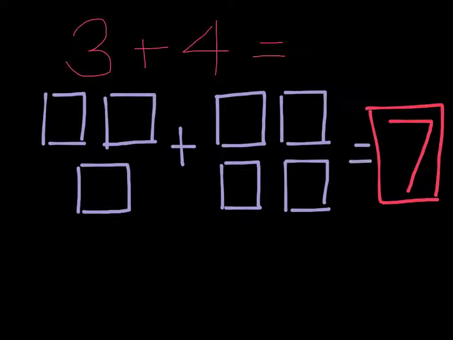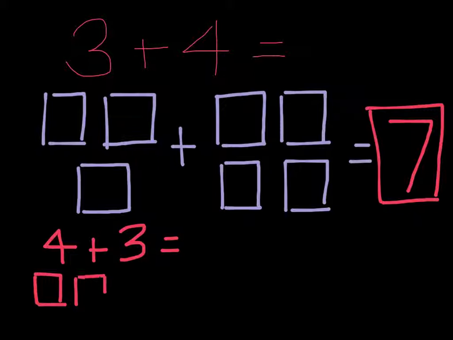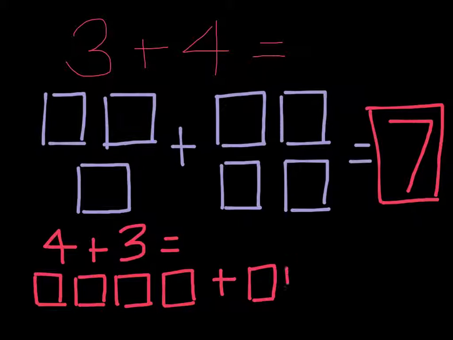So we are going to take 4 plus 3. We're going to figure that out. Do we think our answer will be any different if we change it like this? So we're going to take 1, 2, 3, 4 squares. This time we're going to add that to 3 squares. Are we going to get the same answer? Let's take a look and see.